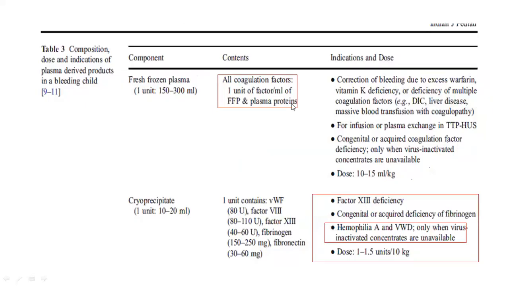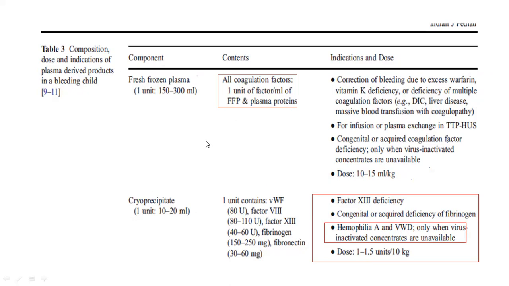And this is what FFP contains. FFP contains 1 unit of factor per ml for all factors. So if you don't know the diagnosis, then you can straight away give FFP. Don't give cryoprecipitate. If you don't know the diagnosis of secondary hemostasis, the choice is FFP.